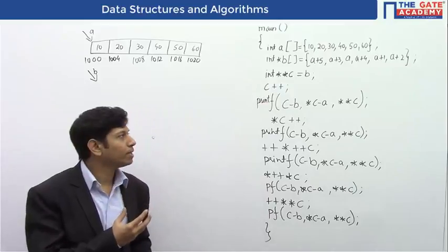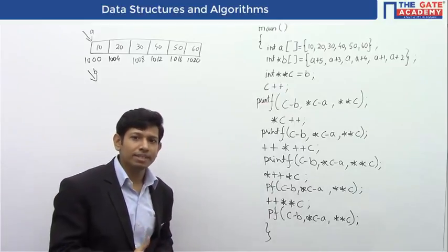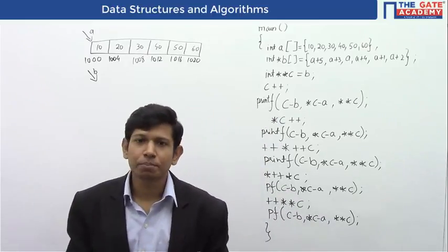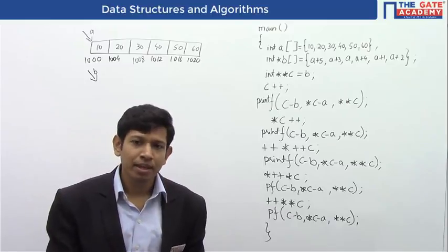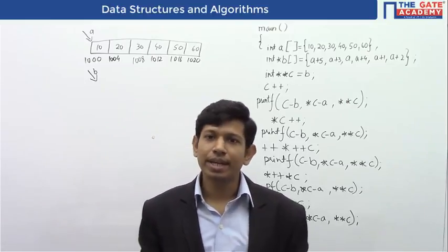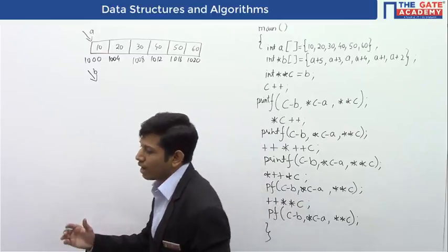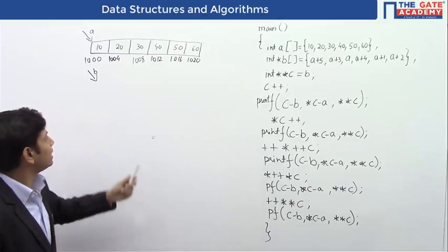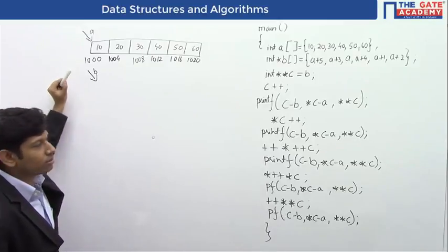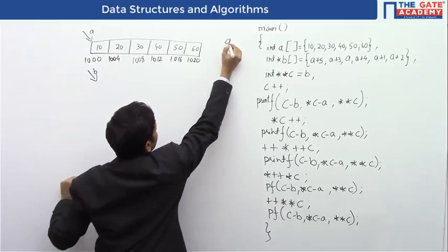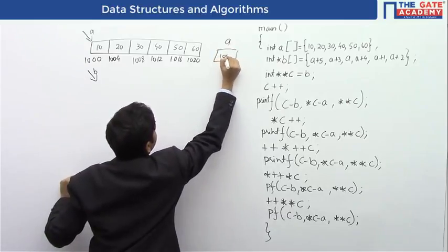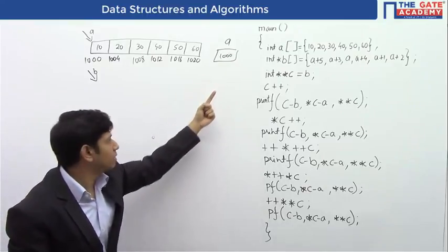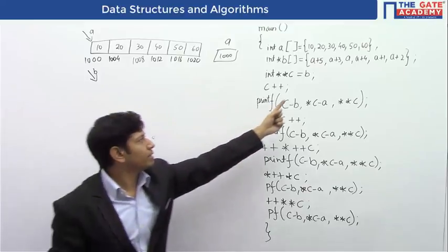Now what does this A plus 5 represent? A here is the base address. Whenever we are supplied with the name of an array, it means that we have been given the base address of that array. So A here represents the base address of array A, which is 1000. The variable A, whenever it is supplied, will reference 1000.